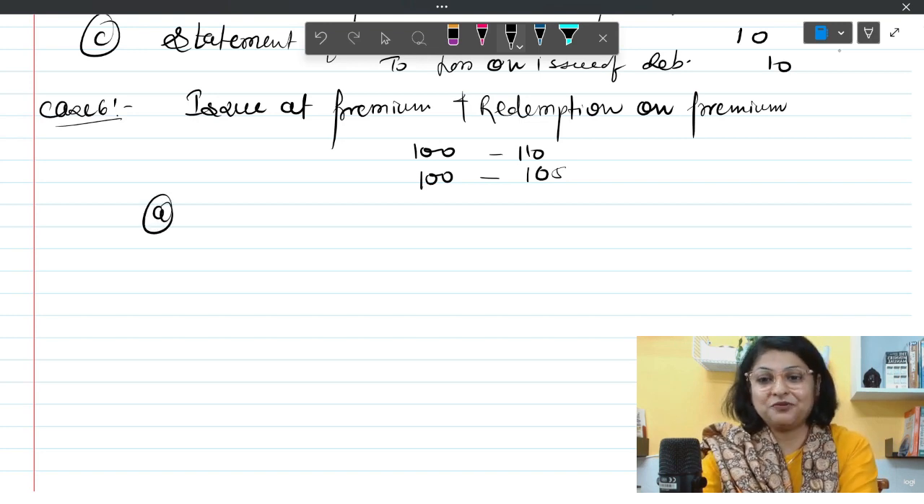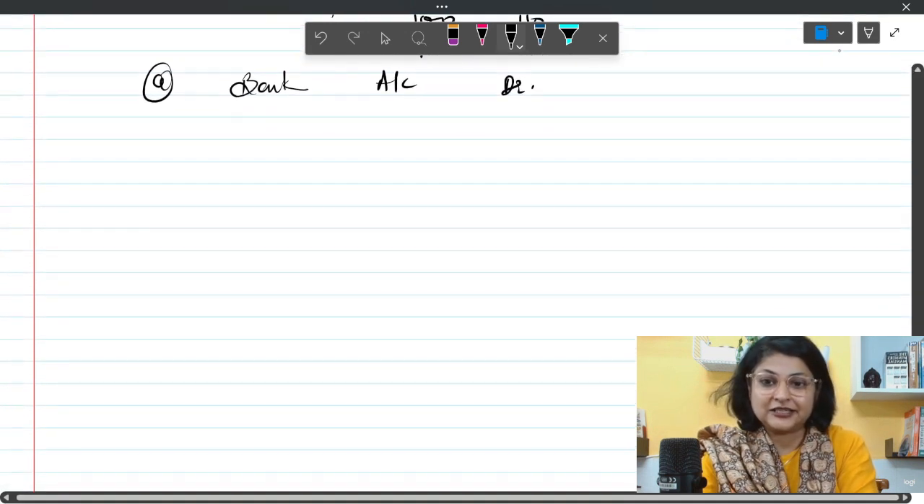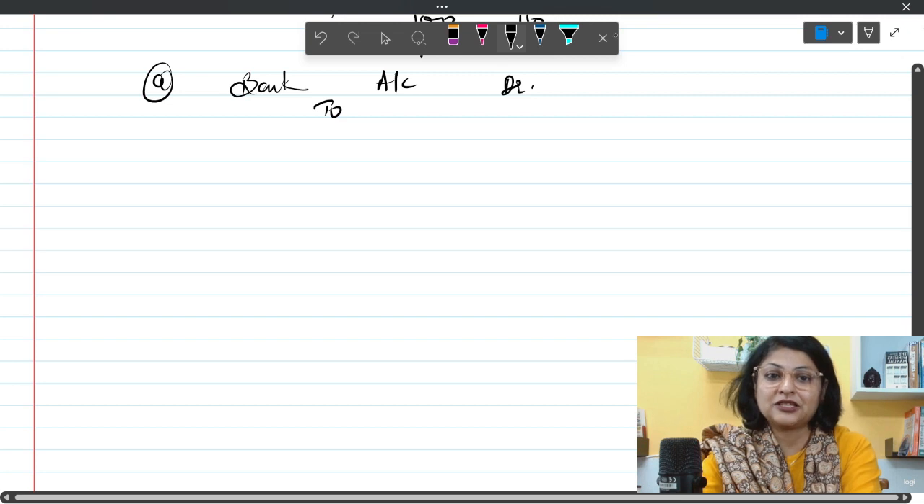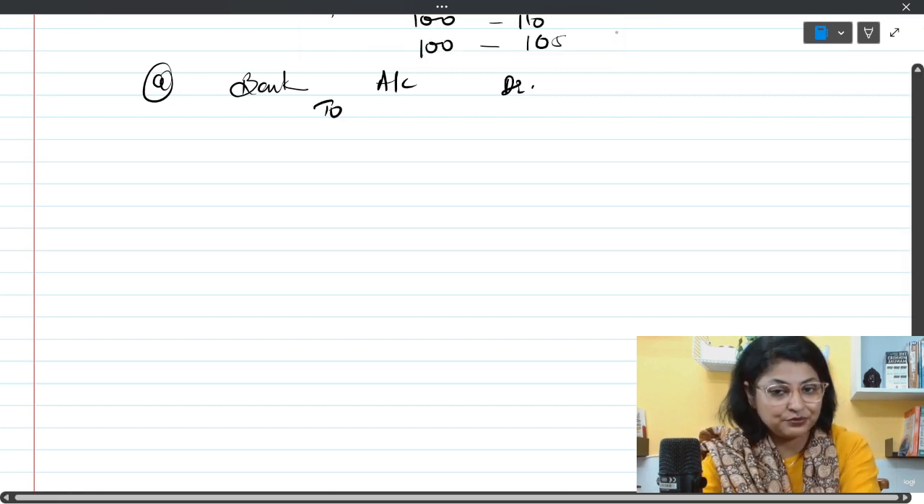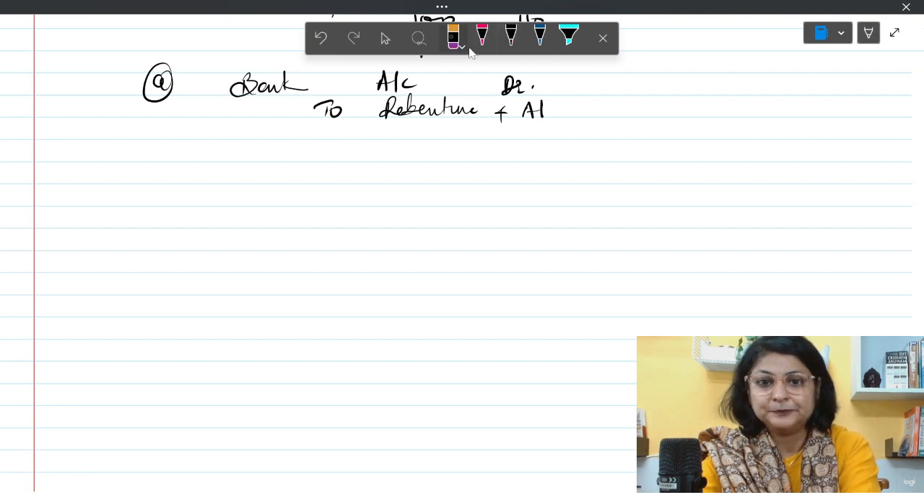First entry is going to be bank account debit to debenture application and allotment, as we have done in all the other cases also, with a slightly different amount because here the debentures are issued at premium. So to debenture application and allotment account, always combined account we are opening, debenture application and allotment account. Application and allotment account will be credited with 110 rupees as I assumed over here.